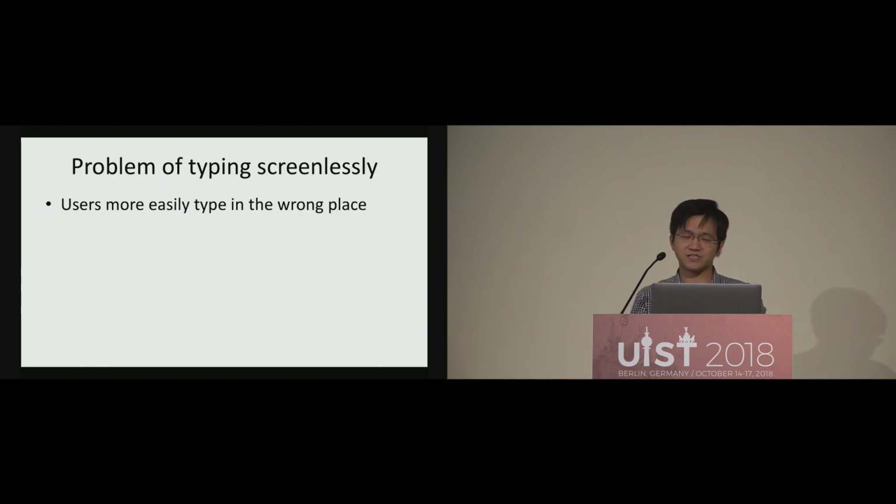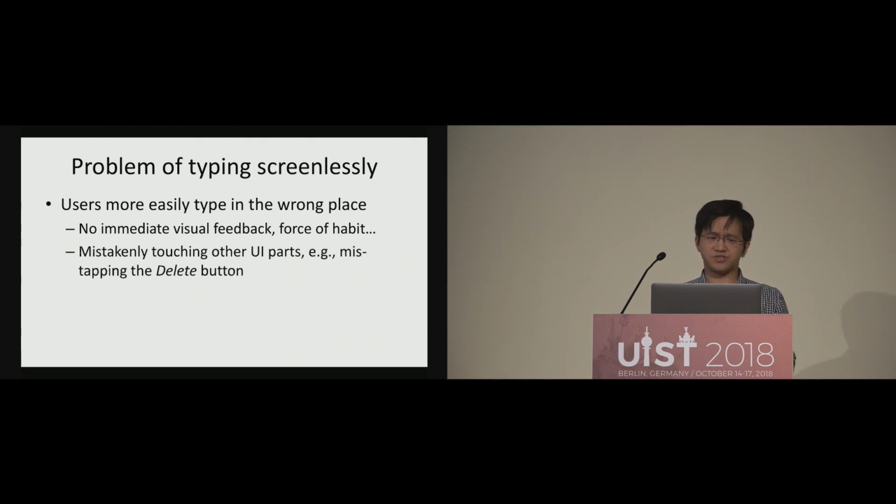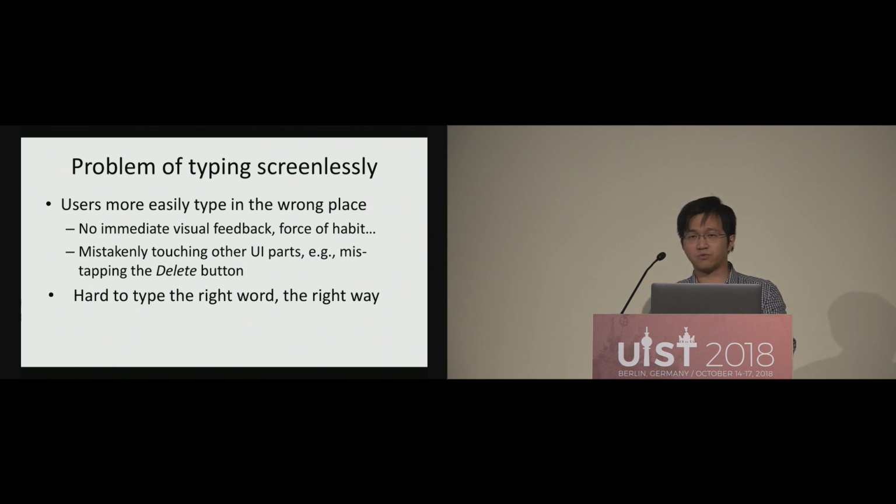Before going through the solution, let's first look at the problem of typing screenlessly. In the screenless condition, it's easier to type in the wrong place because there's no immediate visual feedback, since everything is black. Users easily mistouch other UI parts, for example, a delete button, which they don't want to. It's also very hard to type the right word in the right way, and once you type a wrong word, it's very hard to self-correct.